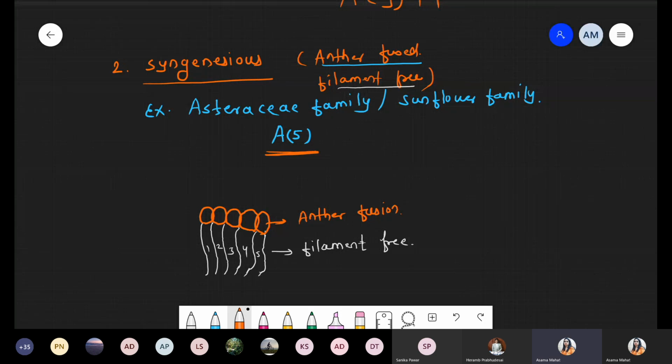Maybe the filament is fused, or maybe the anther is fused, or maybe the complete stamen is fused. Doesn't matter. But if there is fusion, definitely we have to use the bracket. Got this point? Yes or no?